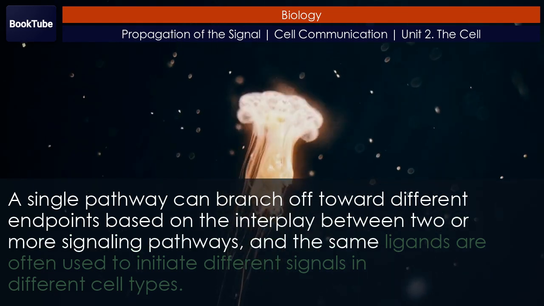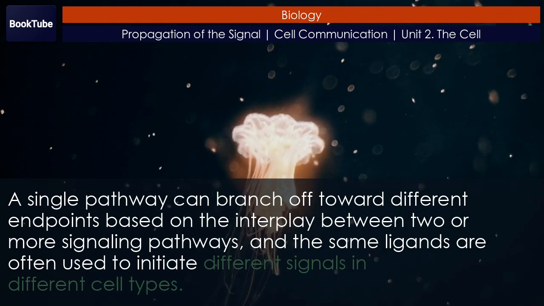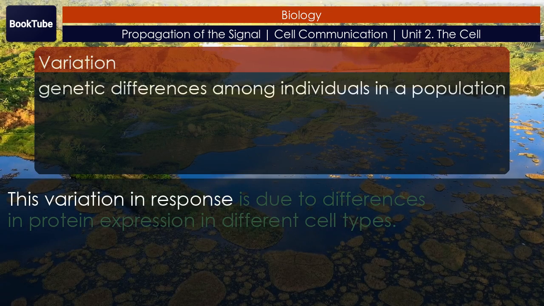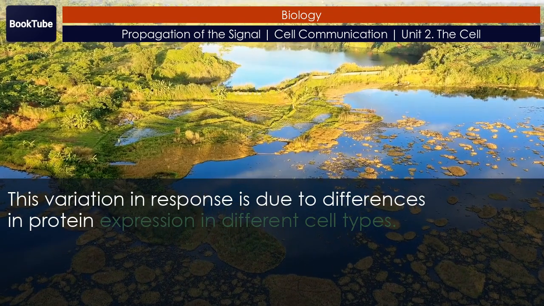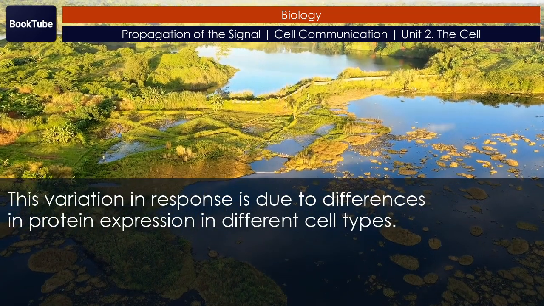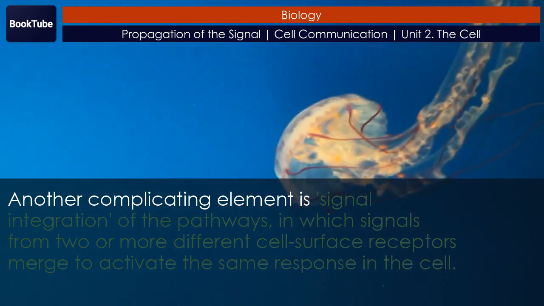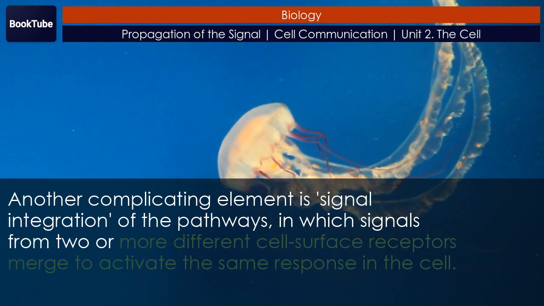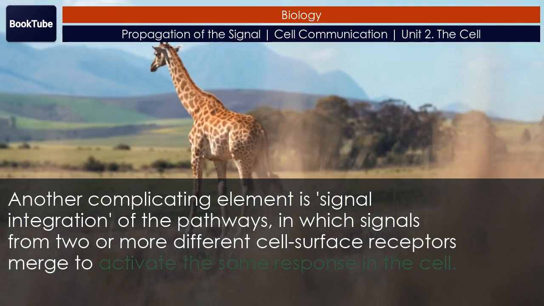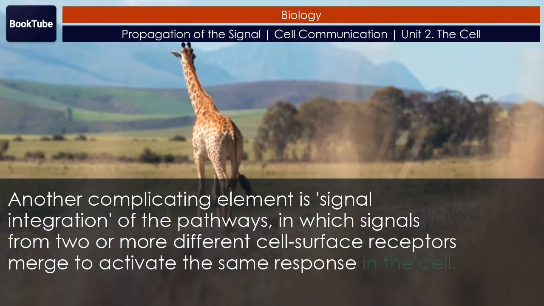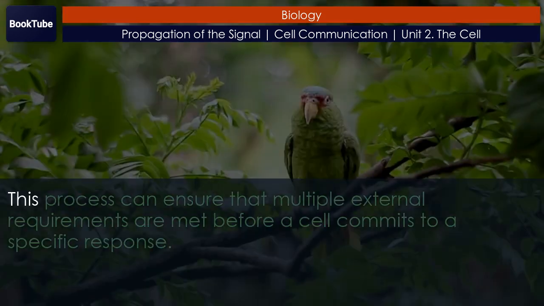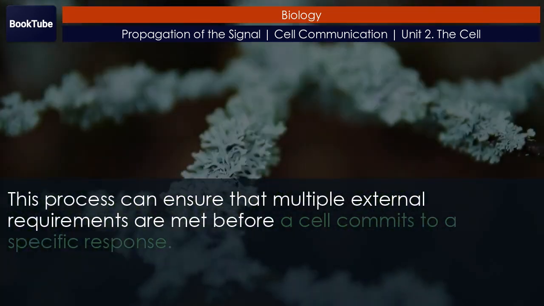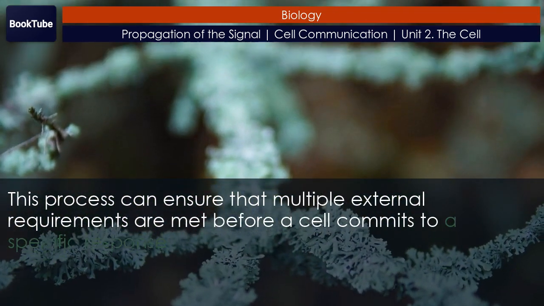And the same ligands are often used to initiate different signals in different cell types. This variation in response is due to differences in protein expression in different cell types. Another complicating element is signal integration of the pathways, in which signals from two or more different cell surface receptors merge to activate the same response in the cell. This process can ensure that multiple external requirements are met before a cell commits to a specific response.